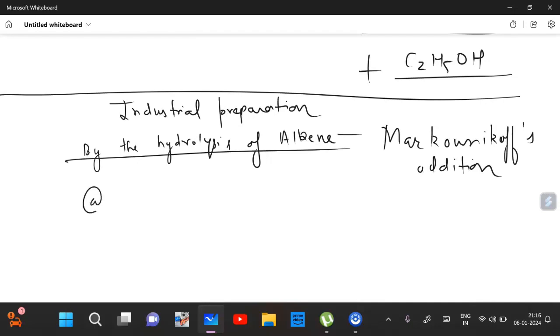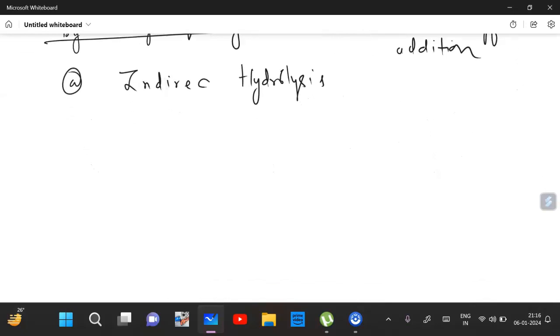The reaction will be, first one is indirect hydrolysis. In this method, indirect hydrolysis, alkenes are treated with dilute acids like H2SO4 and it will give alcohol. For example, you have propene. Propene, which you must know, CH3CH double bond CH2, is treated with H2SO4, alcohol.